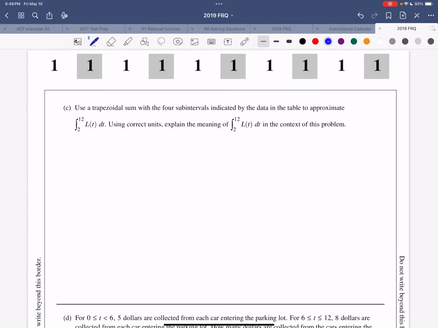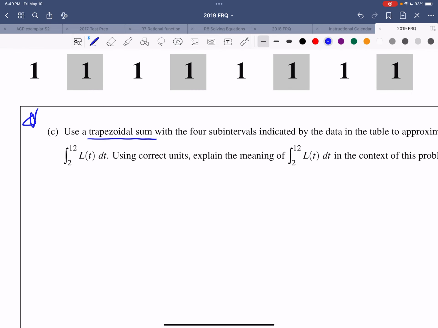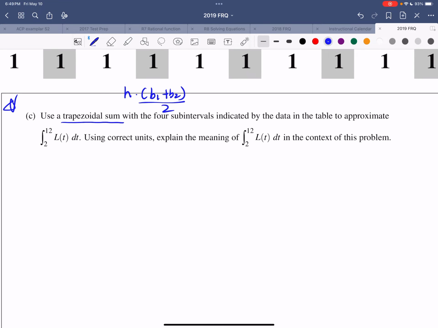But C, this is important. Now you're going to use a trapezoidal sum. There's a right Riemann sum and a left Riemann sum. Trapezoidal is h, the height, times b1 plus b2 divided by 2. That's what you need to know for cars leaving. Using the correct units, explain the meaning of this one. So you also have to explain what it is. Don't forget to write this one.